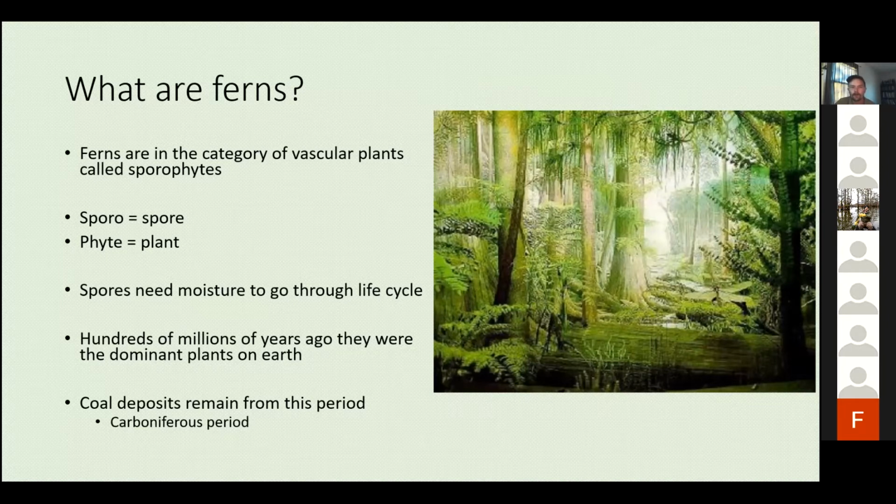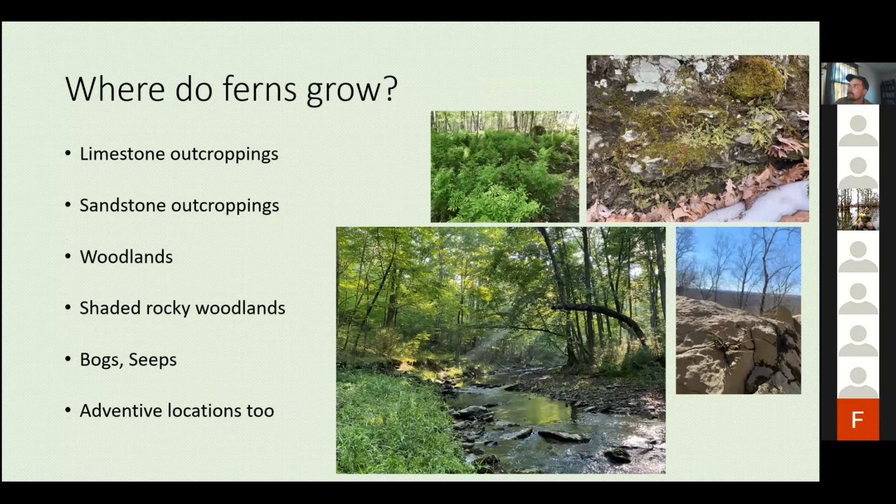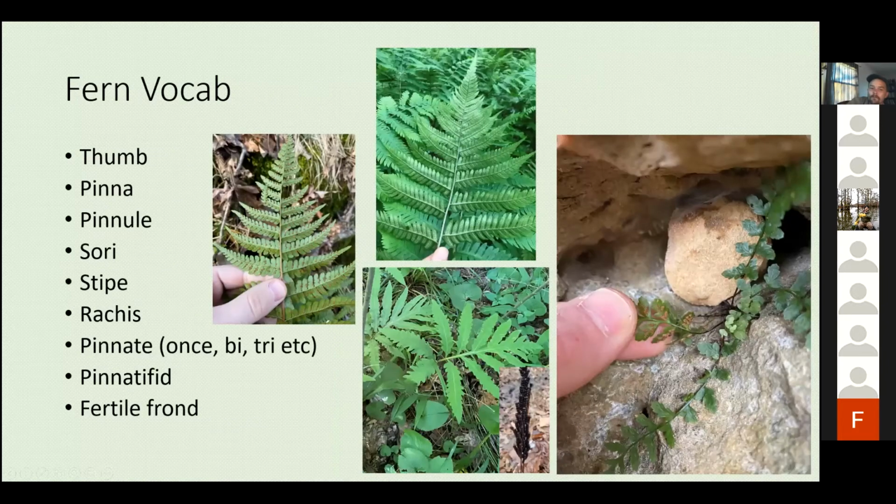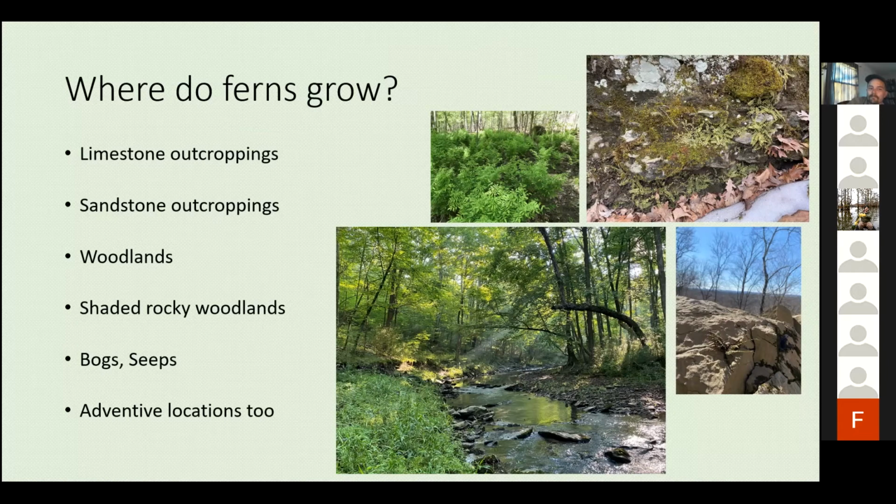Ferns grow in all sorts of different settings. They can be found on limestone outcroppings and shear walls, the same with sandstone outcroppings. They can be found in woodlands, shaded rocky slopes, shaded rocky woodlands. Also bogs and seeps, like the royal fern here. And they can be found in inventive locations too, like little indentations in the forest, little pockets of moisture that they can find.